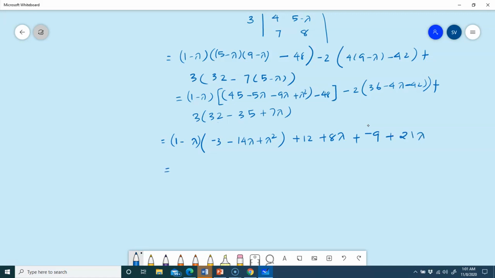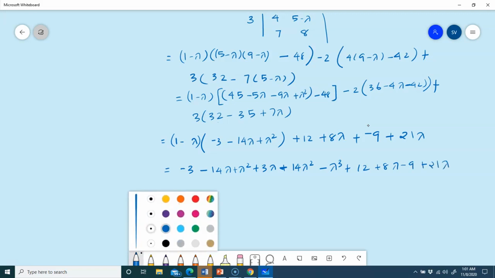So expand this bracket: this is -3 minus 14 lambda plus lambda square, and this is plus 3 lambda plus 14 lambda square minus lambda cube plus 12 plus 8 lambda minus 9 plus 21 lambda.